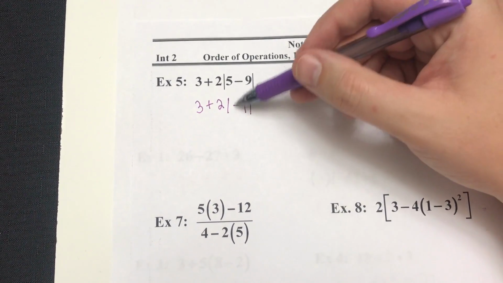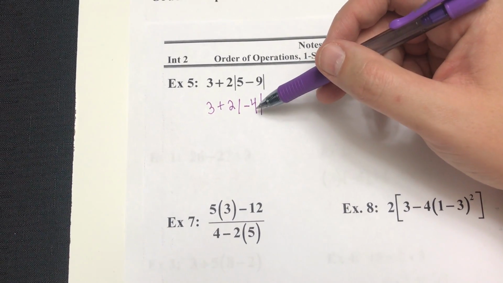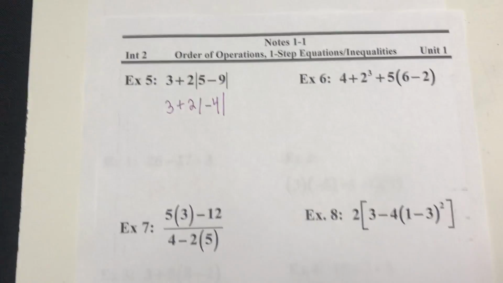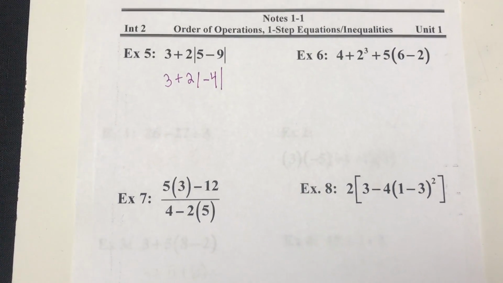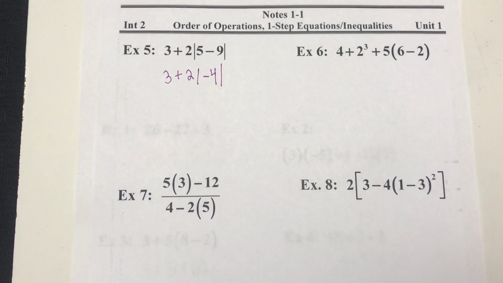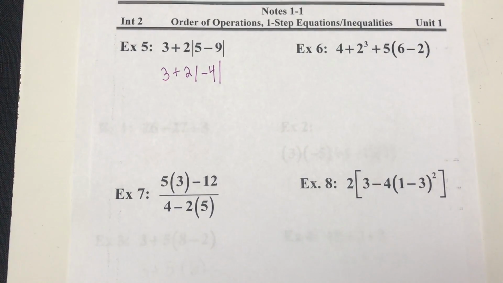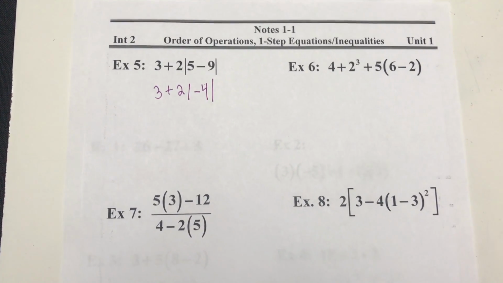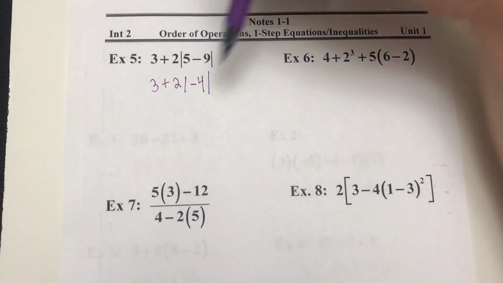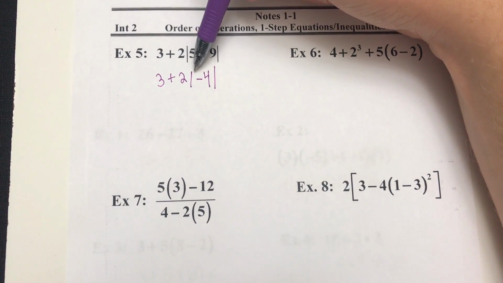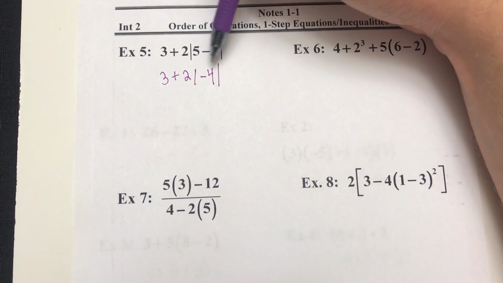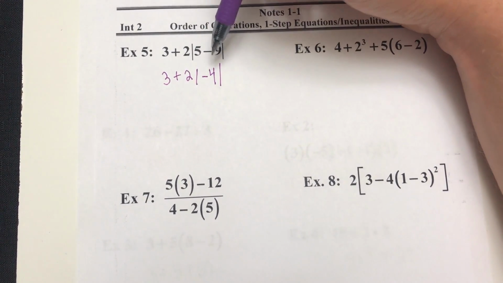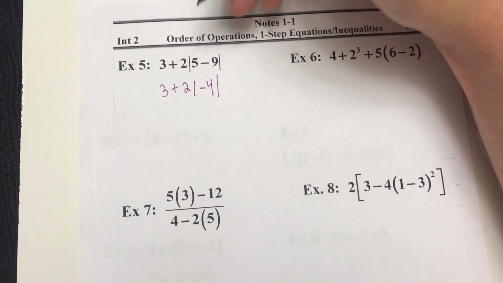Now that this in the grouping symbol is down to one single number, we need to perform the absolute value operation. Absolute value is the distance a number is from 0. Negative 4 is 4 spaces away from 0. Therefore, absolute value symbols take a negative number and turn it into a positive. Absolute value symbols will leave a positive number as a positive.